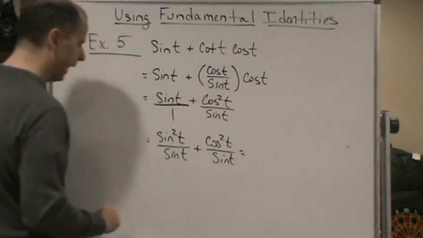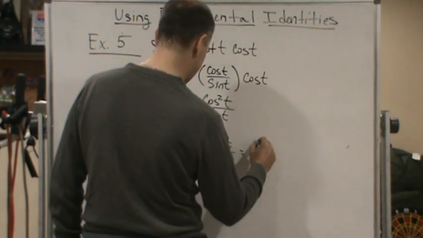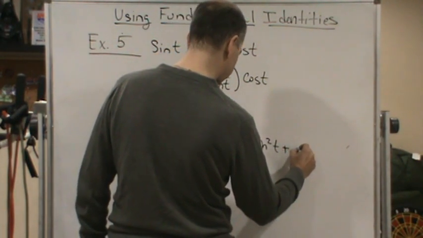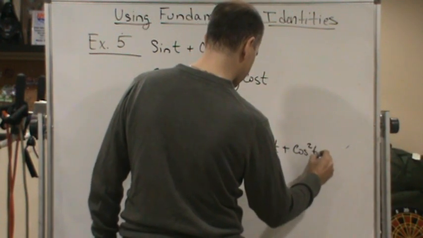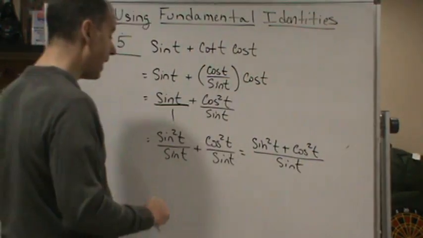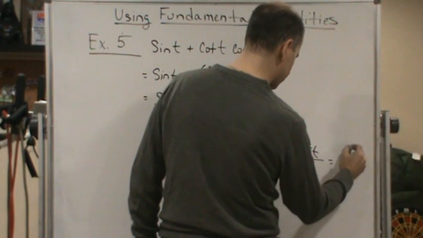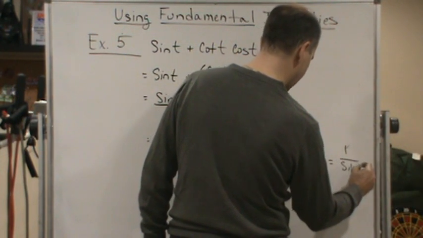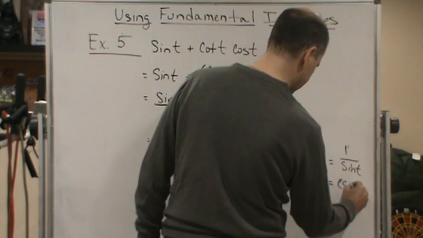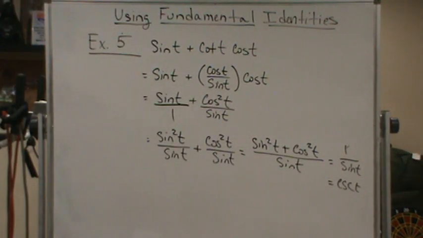And then I can combine fractions, right? So that means I can write this as sine squared t plus cosine squared t all over sine t. Now I can use the Pythagorean identity on the top, and so I can write this as 1 over sine t, which, guess what, is just cosecant t. And I'm done.